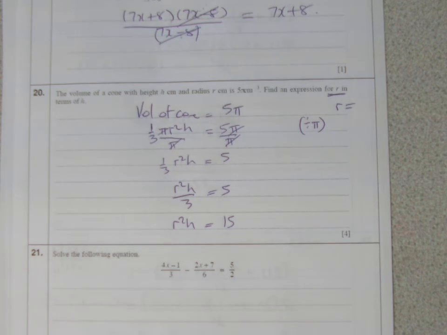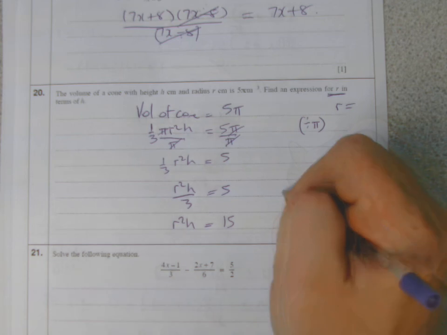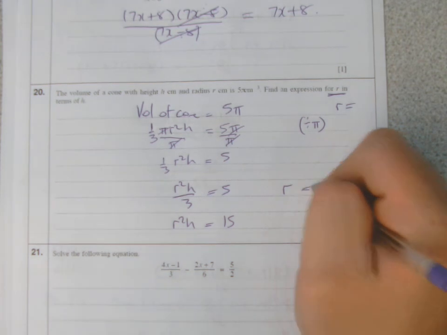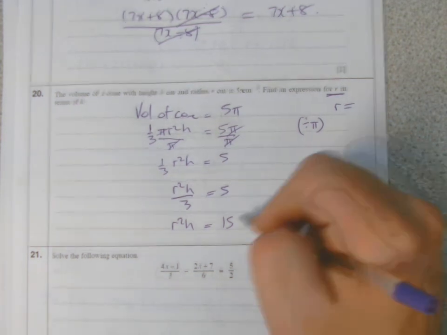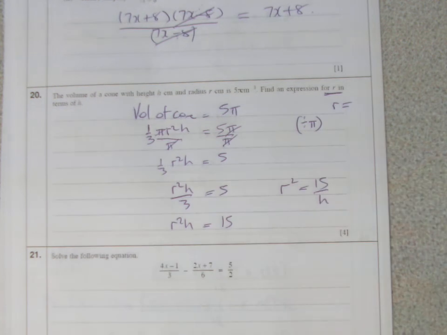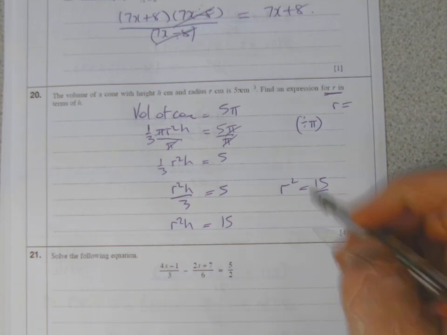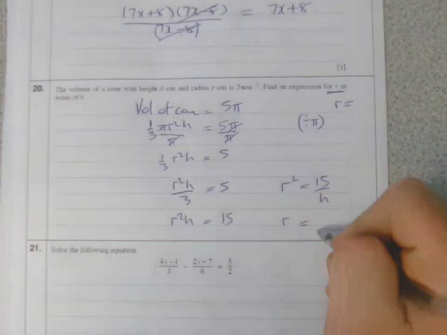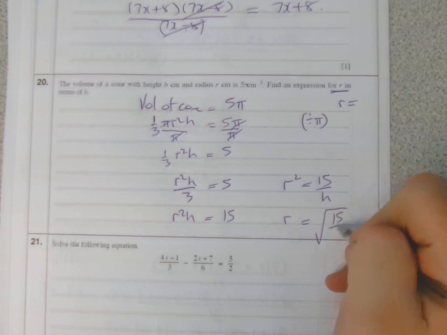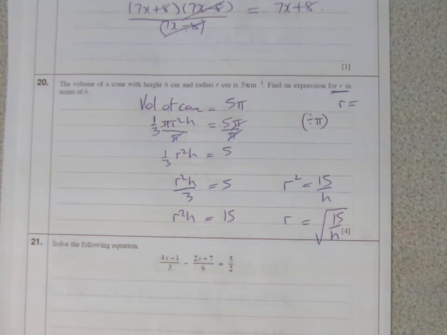And then, of course, to get r, you need to take the h over the other side. So I'll write it here. 15, and you take the h over and you divide, won't you? You divide. And then, to get r, you just have to square root. Square root 15 divided by h. And you've got your answer. You've got r in terms of h.